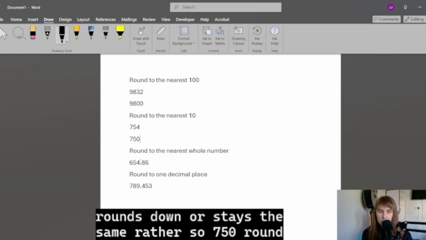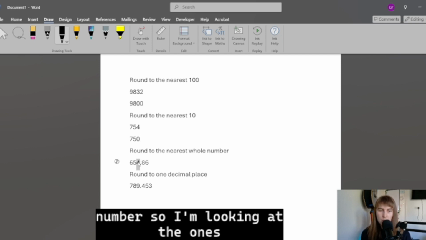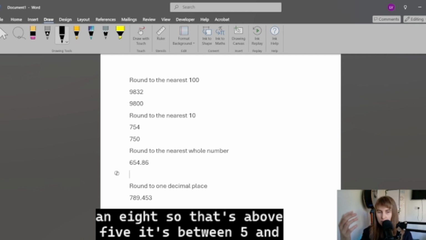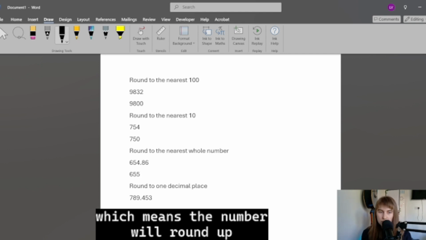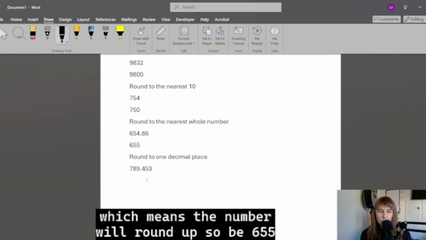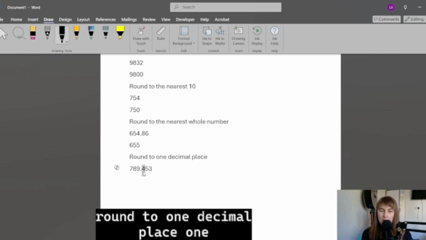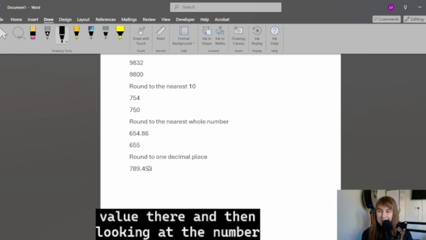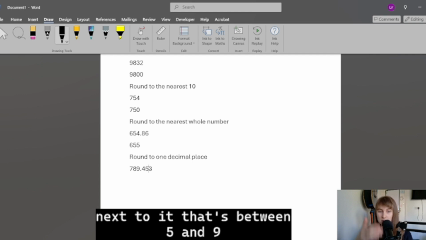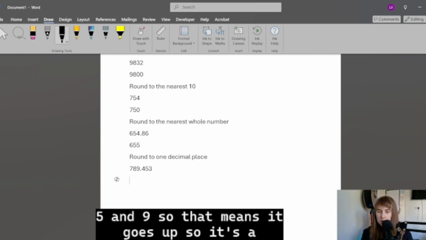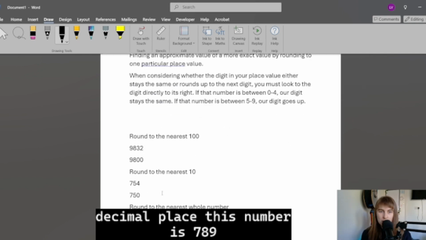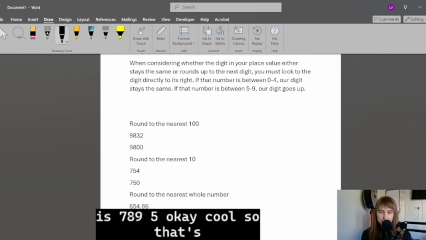Round to the nearest whole number, so I'm looking at the ones column to consider the whole number. I look to the number next to it on the right, that's an 8, so that's above 5. It's between 5 and 9, which means the number will round up, so it'll be 655. Round to one decimal place. One decimal place, I'm looking at that place value there. I'm then looking at the number next to it. That's between 5 and 9, so that means it goes up. So to one decimal place, this number is 789.5.